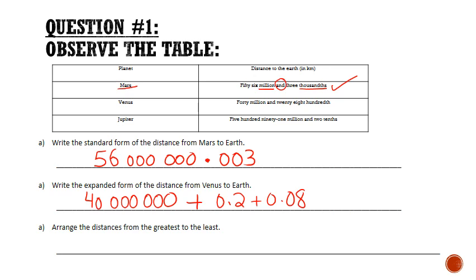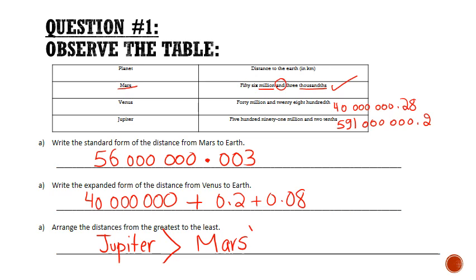And now I need to arrange the distances from the greatest to the least. So the greatest number to the least number. In order to arrange them, I need to have them in the standard form. We wrote the first one. Let us write the second one, which is 40 million point 028, right? Yes. And the third one is 591 million point 002. So what do you think the greatest number is? So it's Jupiter, right? Jupiter is greater than Mars is greater than Venus. That's it. Okay? Is it clear?